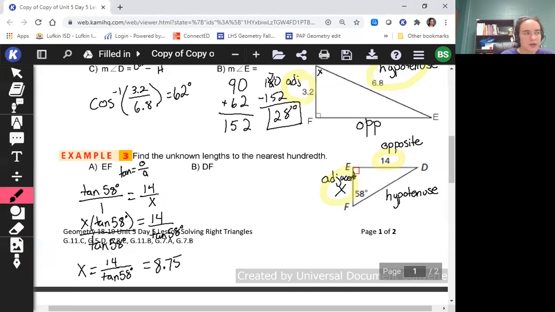Our next example, we are looking for DF. So we are no longer looking for our adjacent. We have our adjacent now. We're finished with our adjacent. So now we're looking for our hypotenuse. So that's going to be Y. And we need our hypotenuse and the side we originally had a number on, which is our opposite.